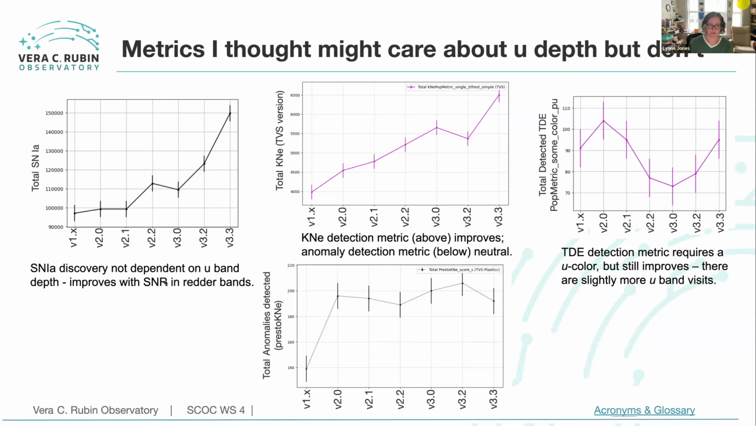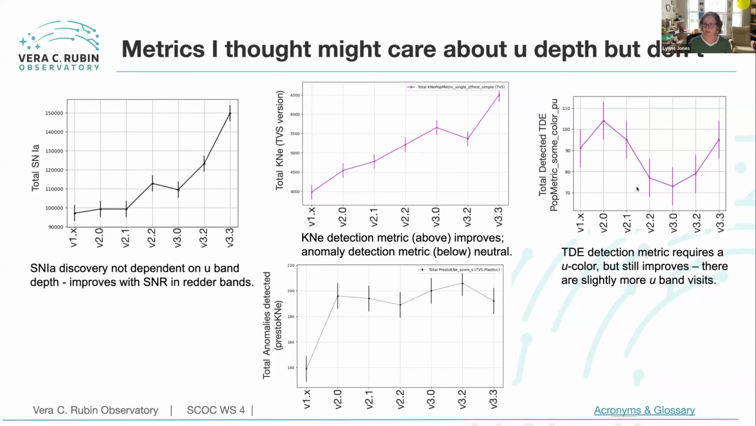So supernova Ia discovery is improved because it doesn't actually care about the depth in U-band so much as the signal to noise in those GRIZY bands. The same thing with the kilonova detection metric. And then this is a metric that looks at whether we can detect anomalies and identify them as anomalous. And that stays relatively neutral.